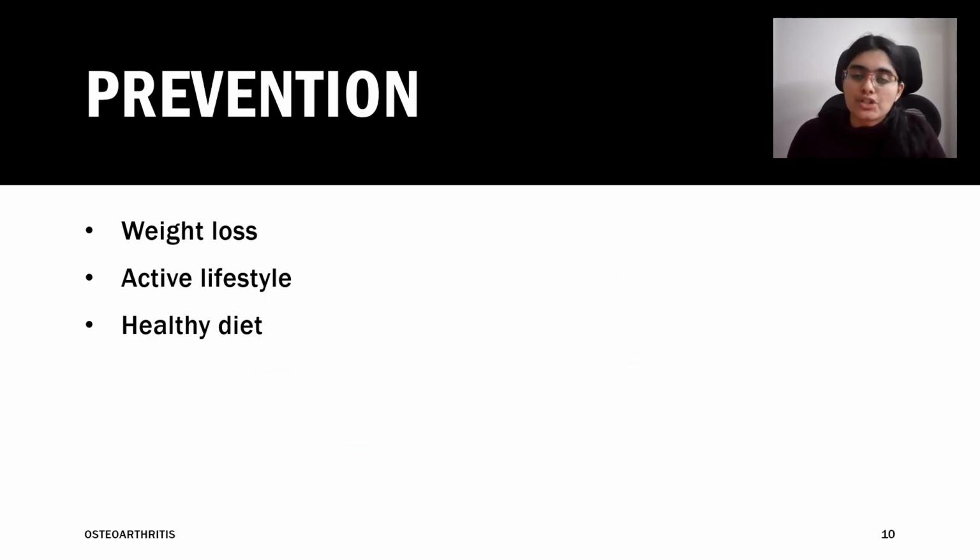Finally, coming to prevention of osteoarthritis, while it should be noted that osteoarthritis is caused because of a lot of anatomic and genetic factors and the dynamics related to it, and subsequently cannot be completely prevented. Nevertheless, weight loss, an active lifestyle, and a healthy diet are consequential and very important to avoiding osteoarthritis.